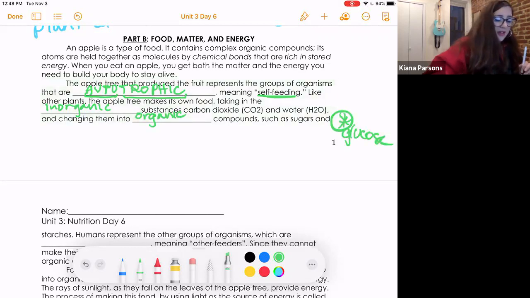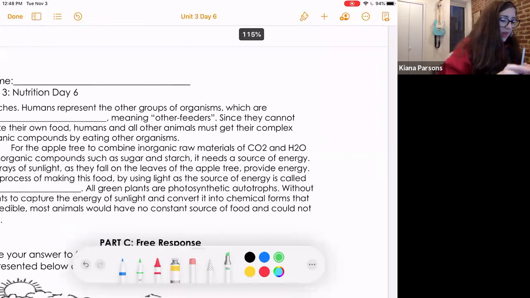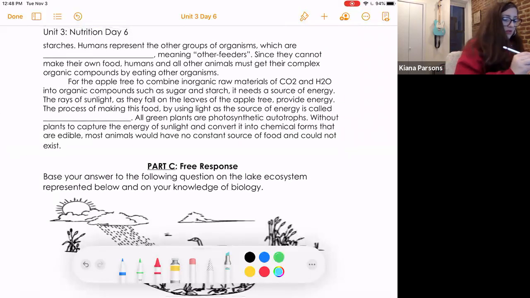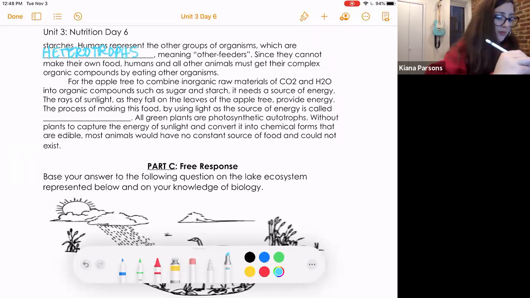Humans represent the other groups of organisms, which are heterotrophs, meaning other feeders, right? So hetero means other, and troph means energy. So we get our energy from other sources. We consume. So we are consumers.